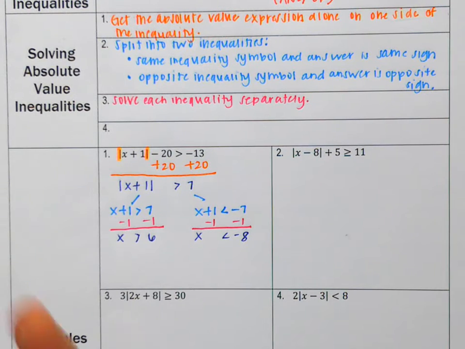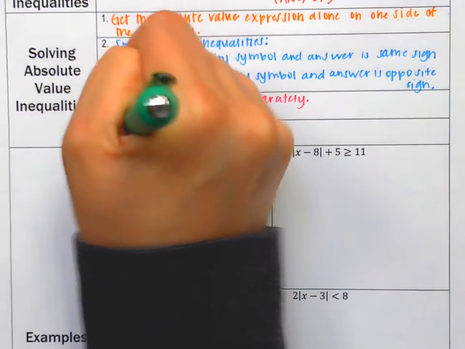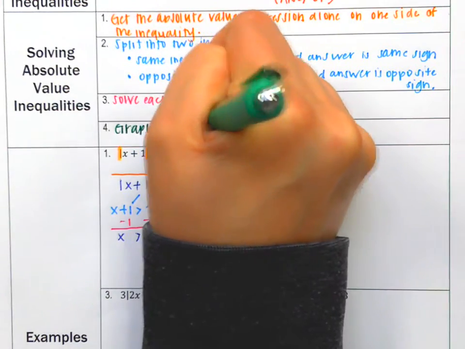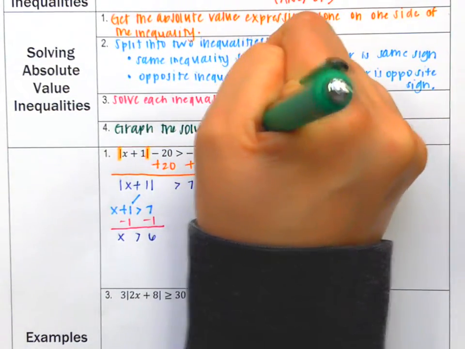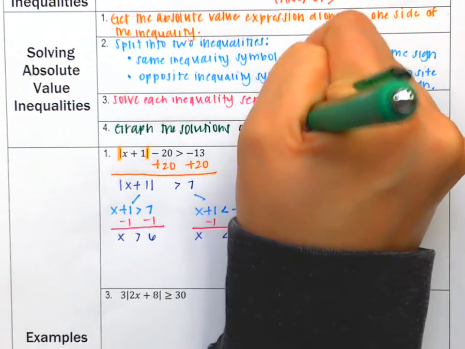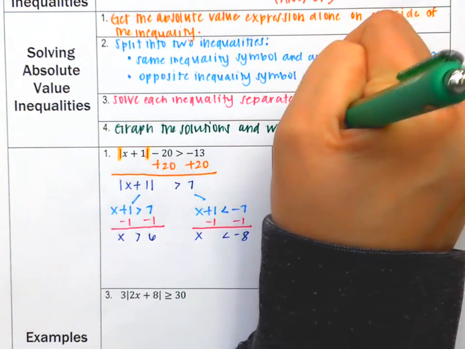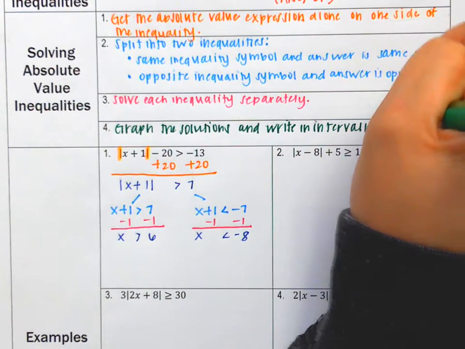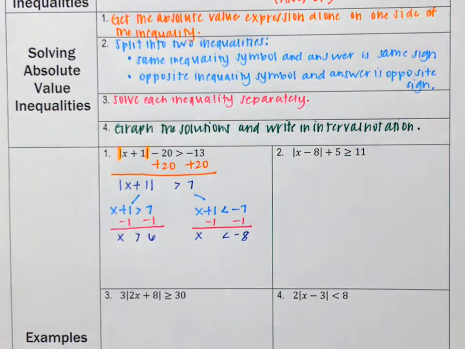Now, our next step and our last step is what's specific to inequalities. So our last step is to graph the solutions and write in interval notation. So your answers for inequalities should always, always, always be in interval notation.